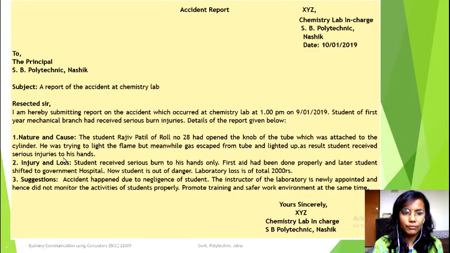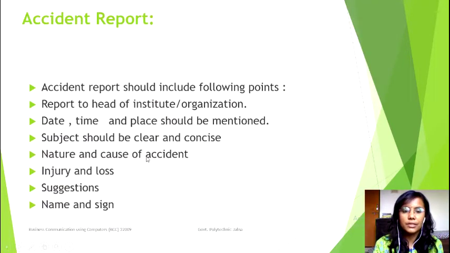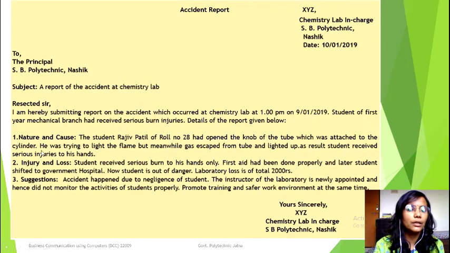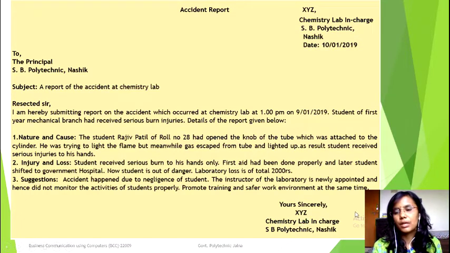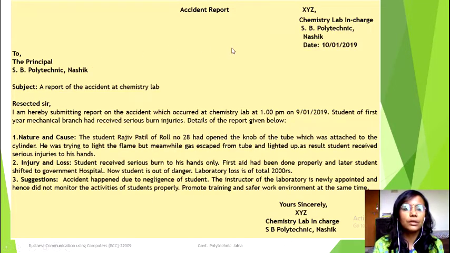When we are writing these details of accident, as we have discussed previously, nature and cause of accident you have to mention, injury and loss and suggestion. Likewise, we have taken here nature and cause, injury and loss and suggestions. After that, yours sincerely, chemistry lab in charge, SB Polytechnic. So this is the format of accident report.